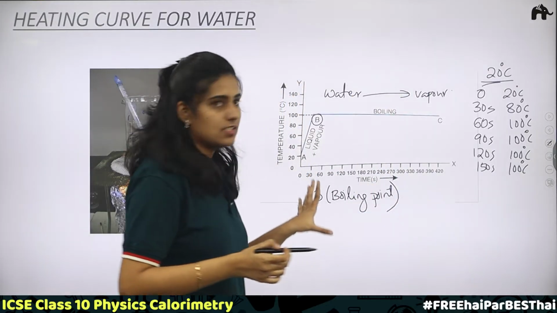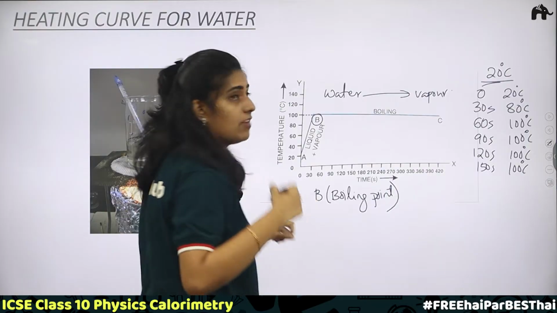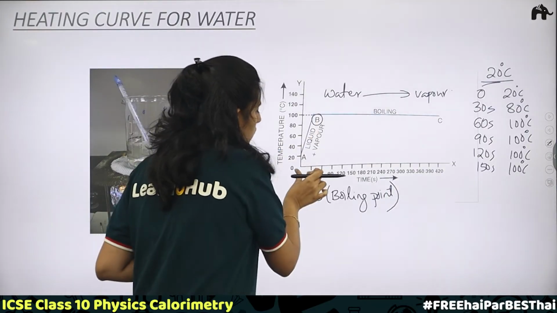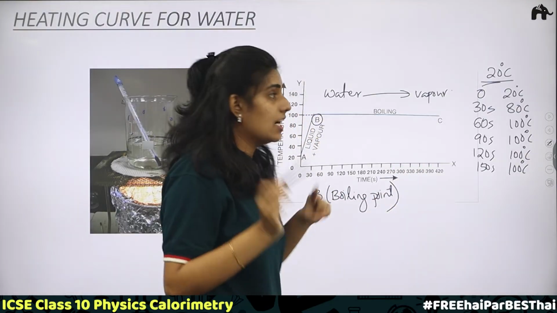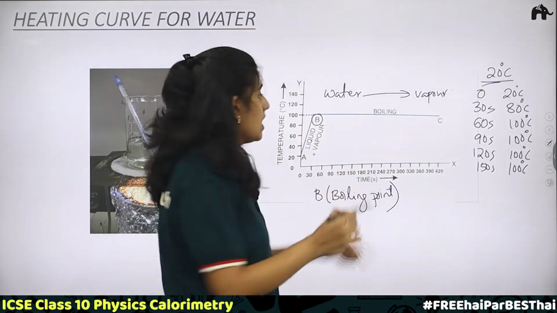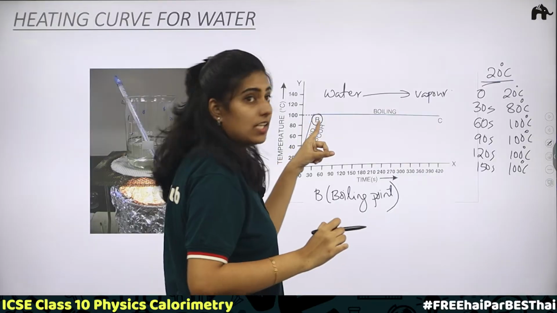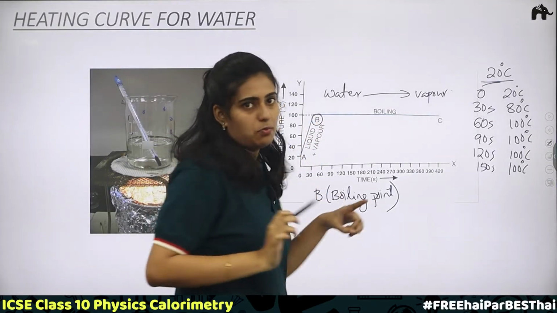So clear? So this is it. AB is the region where there is increase in temperature with increase in time. BC is the region where the complete conversion of water to vapor is happening, and B is the point where the boiling starts, and this point is the boiling point.